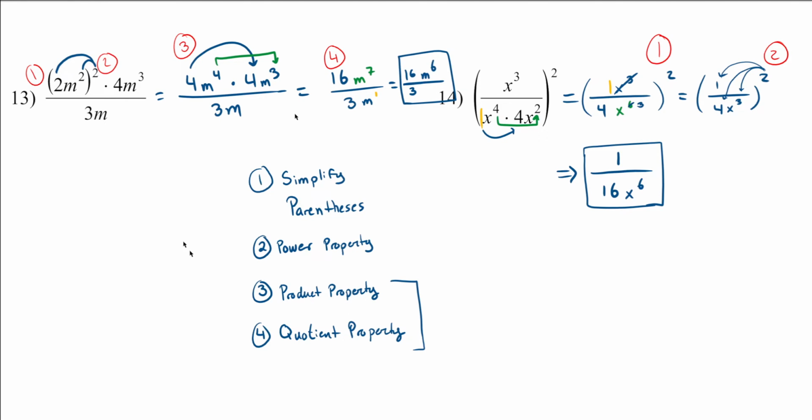And then after all the parentheses have been simplified, you're going to go ahead and use the product property to distribute your exponent to each of the remaining terms. And then if you can, you'll use the product property to combine and the quotient property to divide. All right.